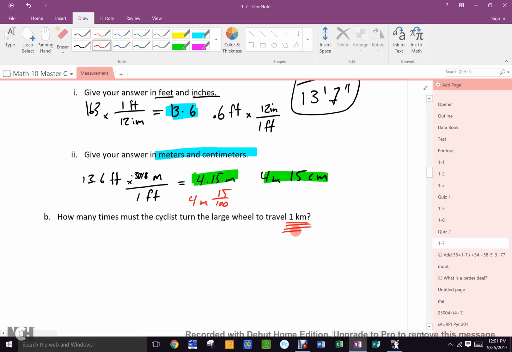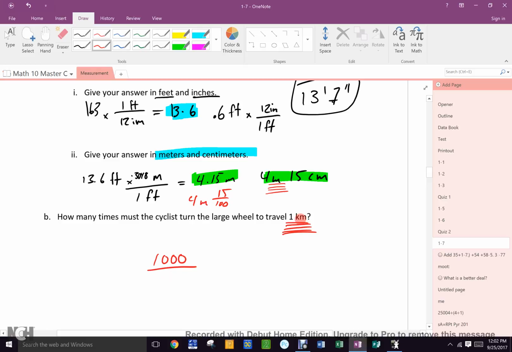Now, the last question. To travel 1 kilometer, I am measured in meters. What must I do to that 1 kilometer? Times it by 1,000, because I need it to be meters, because I can't compare meters to kilometers. So it's 1,000 divided by what?